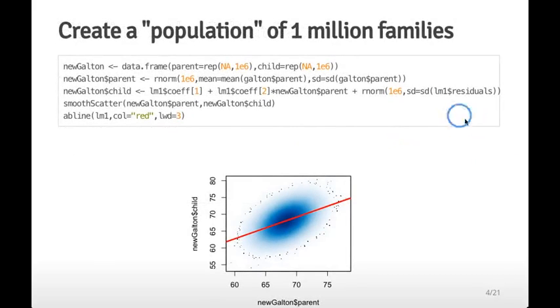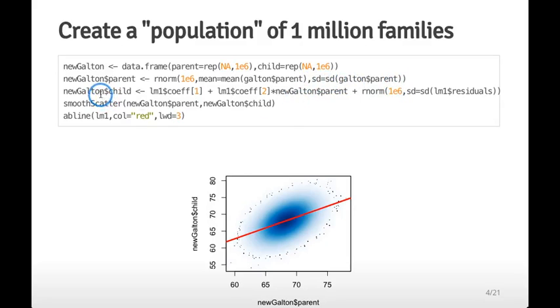So what we could do is actually create a scenario where we have created 1,000,000 families based on the fit that we get from the original data set. So what we're going to do is generate this new gigantic set of data where the data has now 1,000,000 rows. And so we're going to generate the parent's height from a distribution where the mean of that distribution is the average of the parent's heights in the Galton data set, and the standard deviation is the standard deviation of the parent's heights in the Galton data set.